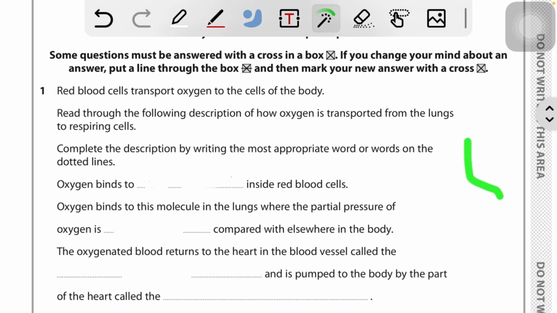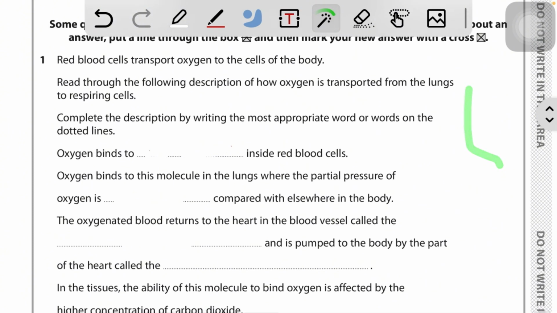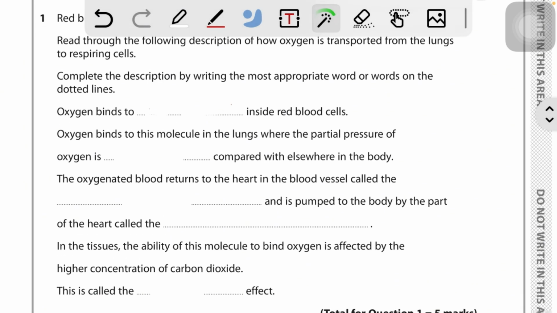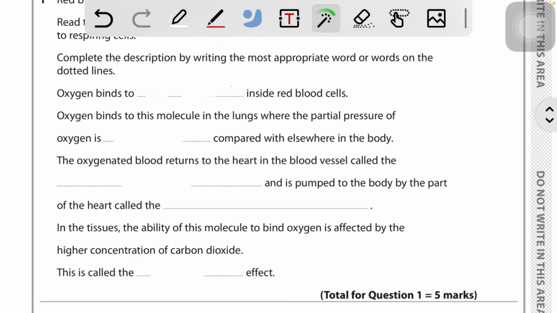Okay, so question number 1 looks like a fill in the blank. So let's read it out first. Red blood cells transport oxygen to the cells of the body. So RBC does what? It transports the oxygen throughout the body into the cell. Read through the following description of how oxygen is transported from the lungs for respiration. Complete the description by writing the most appropriate word or words. So we can write more than one word, okay, on the dotted lines.